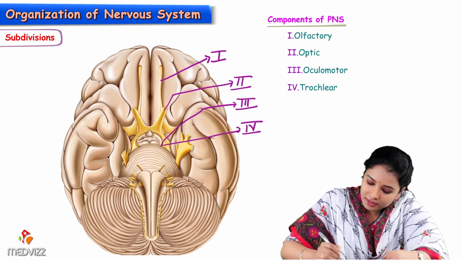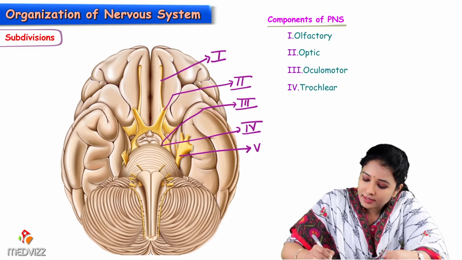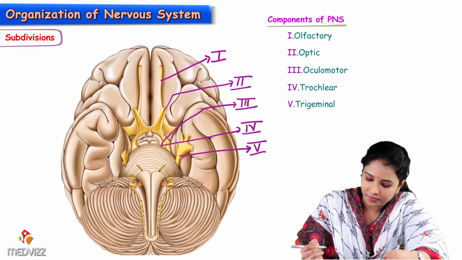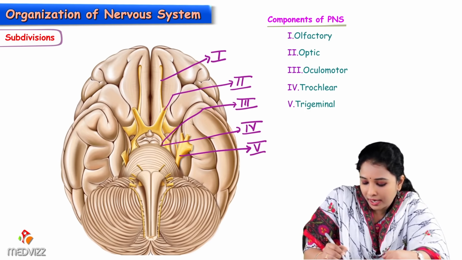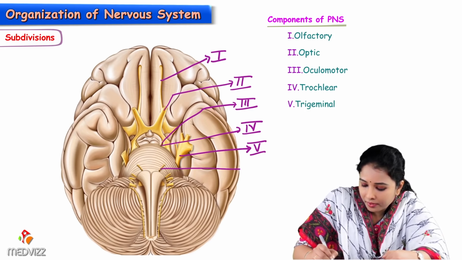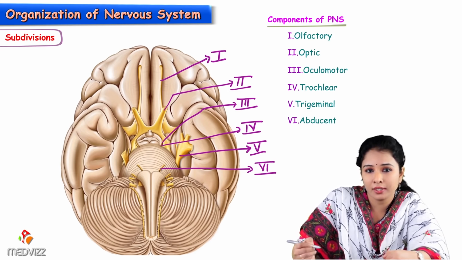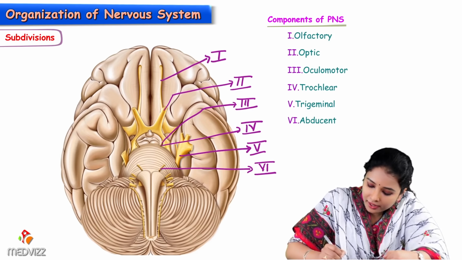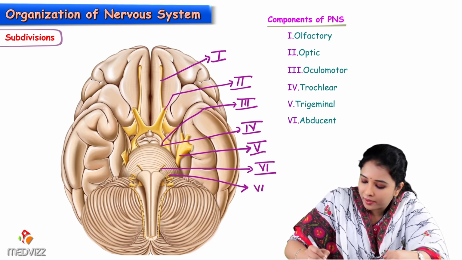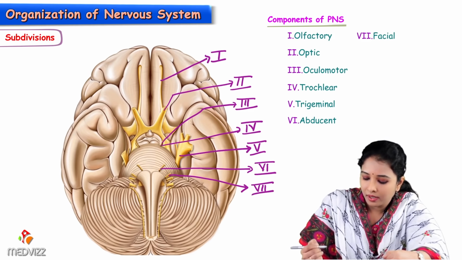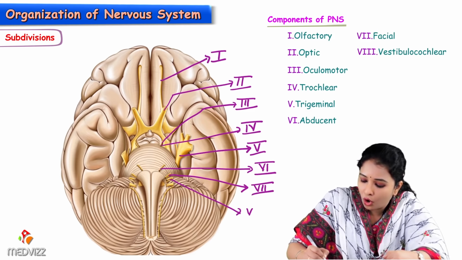Fifth cranial nerve is the thickest among all, which arises from the pons, called as trigeminal nerve. Sixth cranial nerve, it is present between the pons and medulla here. This is the sixth cranial, which is called as abducens nerve. Seventh cranial nerve, which is little lateral to sixth, is the seventh facial nerve. Eighth cranial nerve is called as vestibulocochlear nerve.